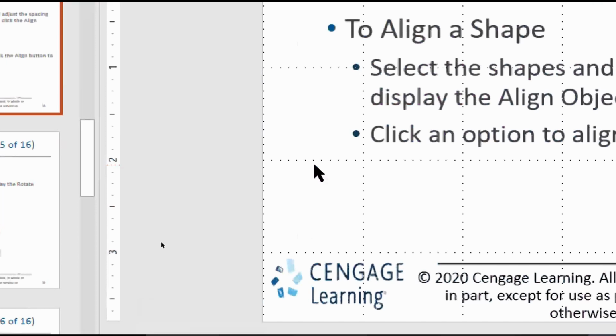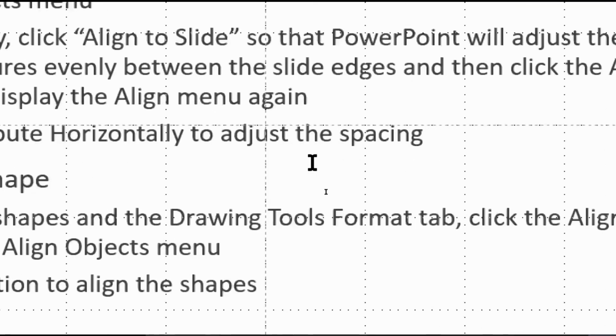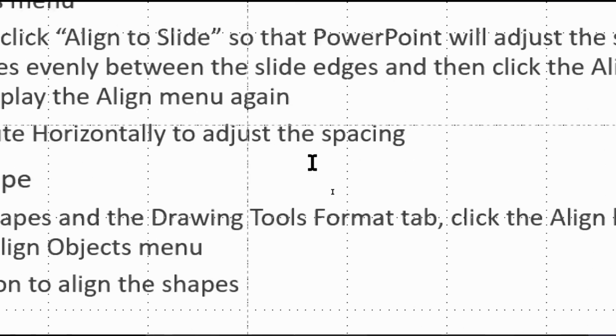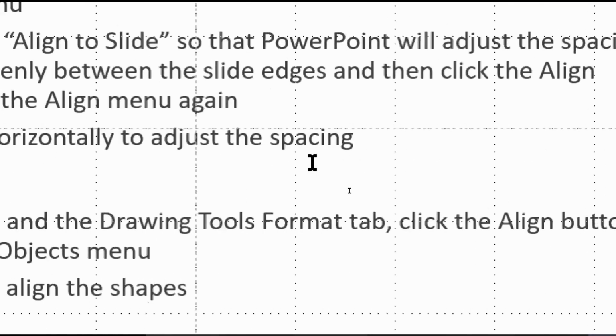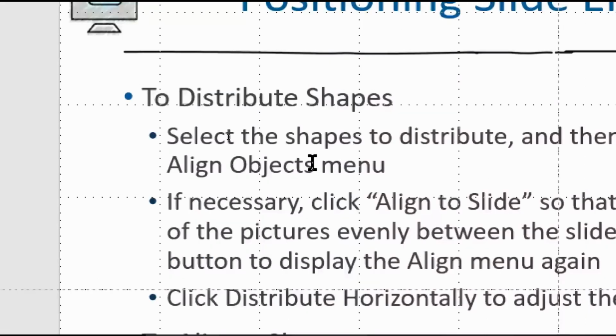To align a shape, select the shapes, go to the Drawing Tools Format tab, click the Align button to display the options, and then click what you want to do with them. So we've kind of already seen that.